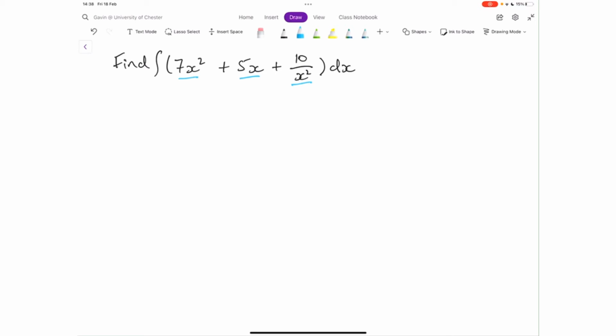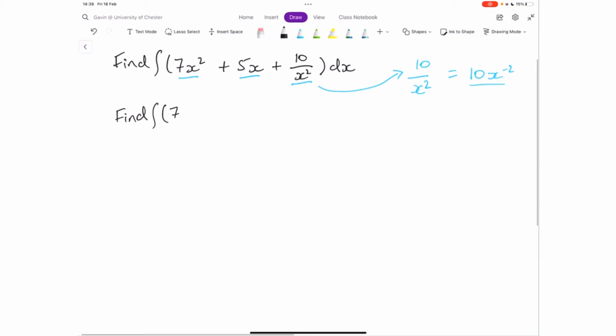And of course, we know that 10 divided by x squared is equal to 10 multiplied by x to the minus 2. So there now is a friendlier term with which we can integrate. So let's rewrite this now. So we are trying to find the integral of 7x squared plus 5x plus 10x to the minus 2 with respect to x.